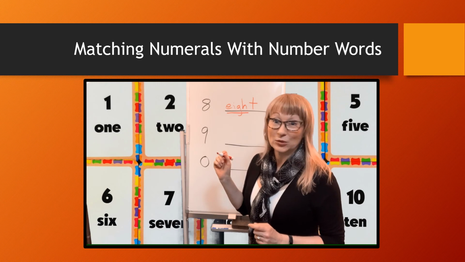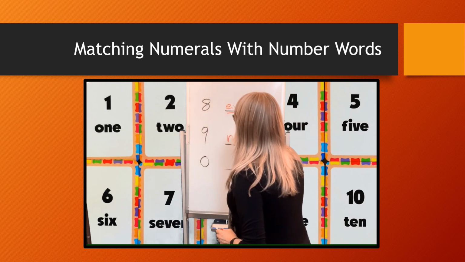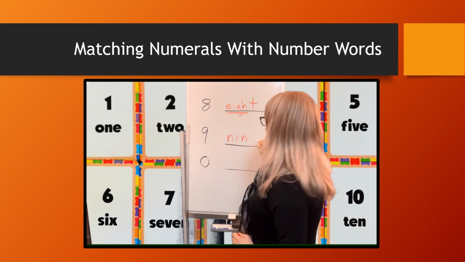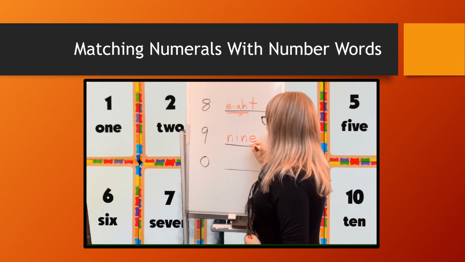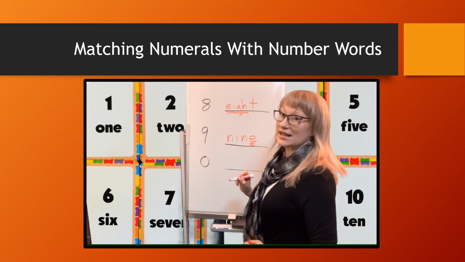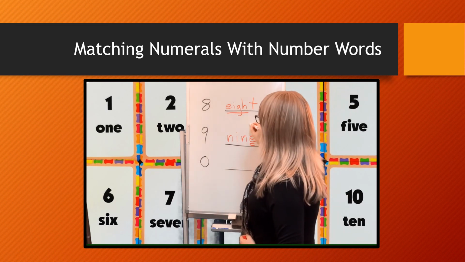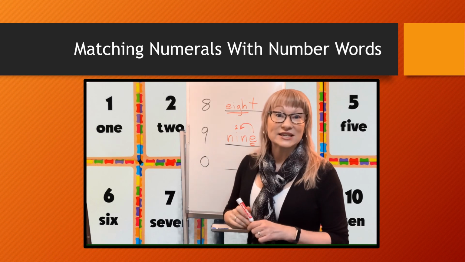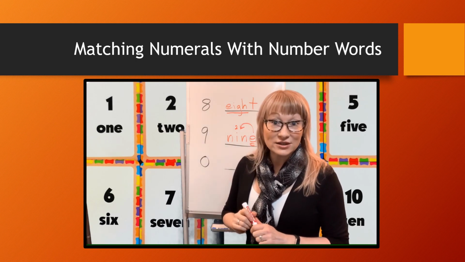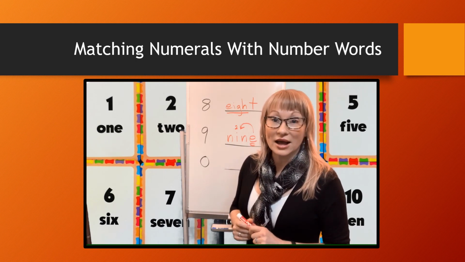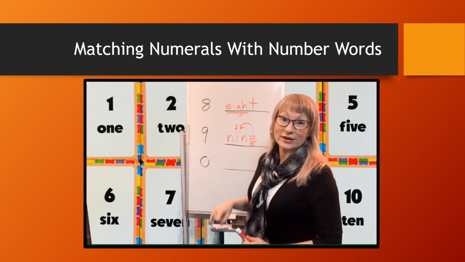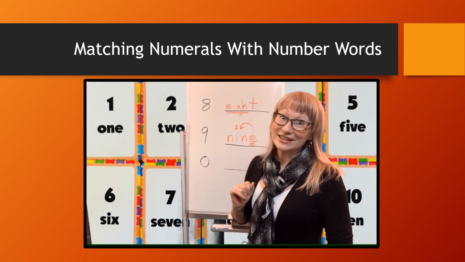I'm going to write the number word. N-I-N-E. And the quiet thing is a silent E. Now this guy doesn't say a thing, but he's a quiet helper. So he's helping the I say its second sound, I. So that's why it says nine and not nin. Okay, you need the E.